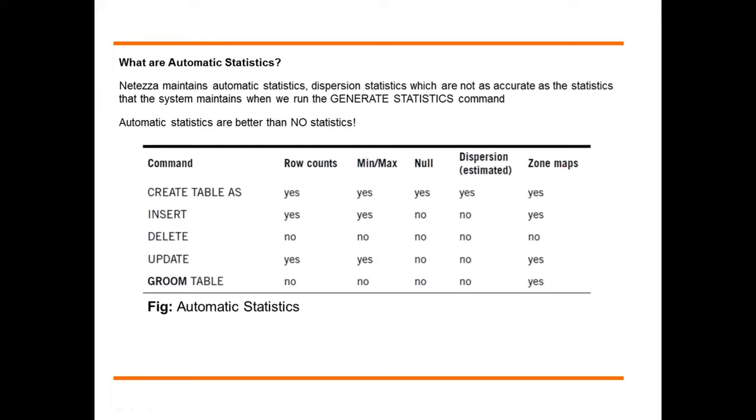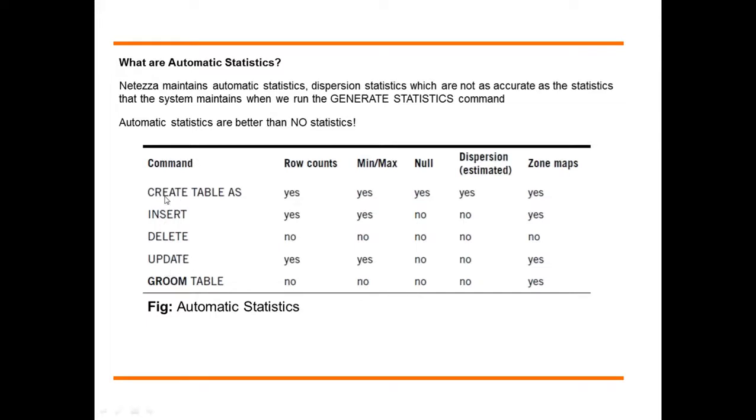However, there is a concept called automatic statistics. What if I load a table with 10 million records and I forgot to collect statistics? What if I have done like 2 million deletes and I forgot to update stats on a table? So don't worry. The Netezza system by default collects statistics for you whenever you do any of these operations.